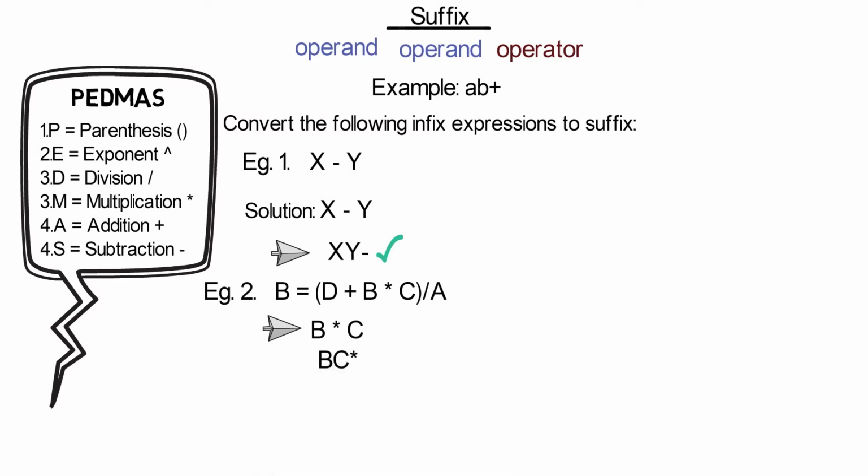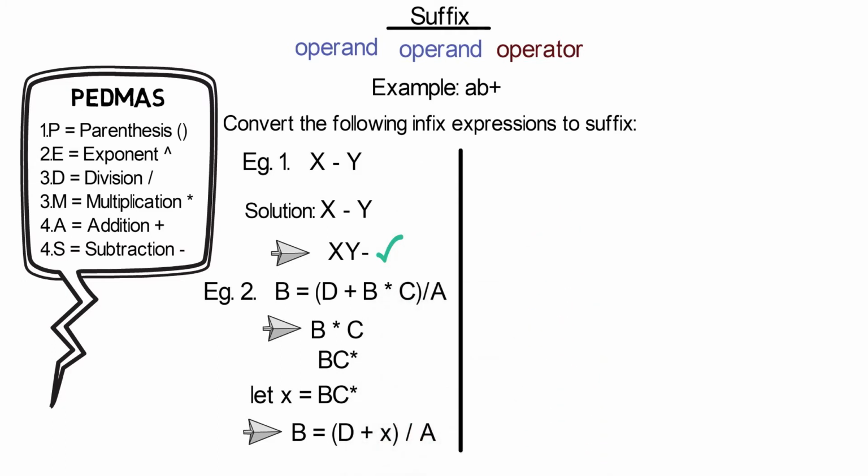Then we equate bc star to x. From here, we will now rewrite our expression again, but this time representing bc star as x. Remember, x is just used in this example, but you can have any other letter or symbol of your choice, but ensure that that letter is not part of the main expression. So here we now have b equals into bracket d plus x slash a.